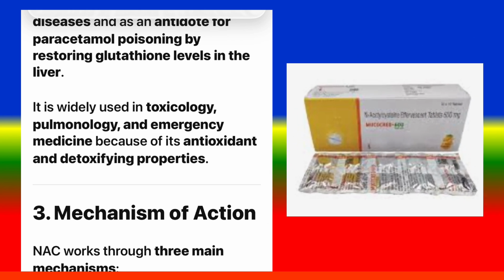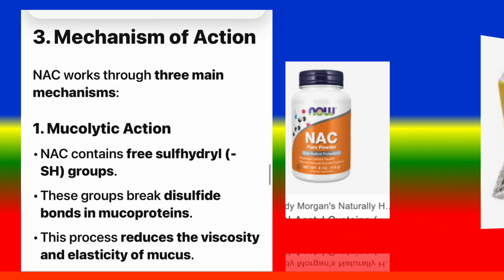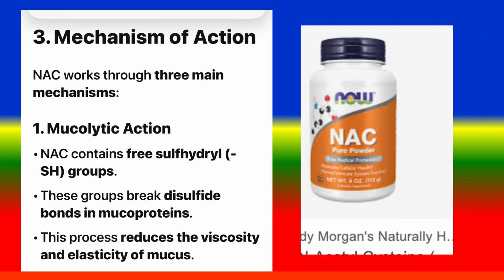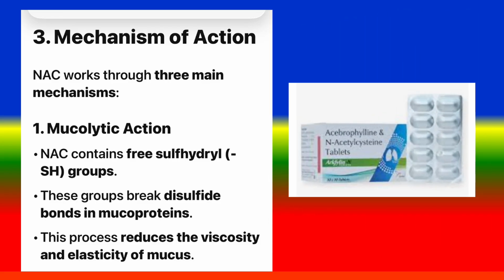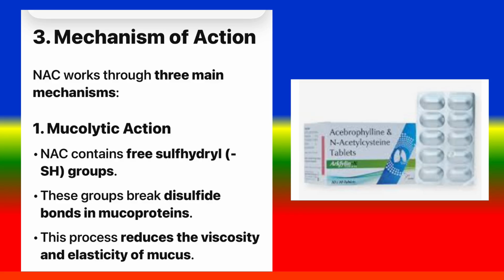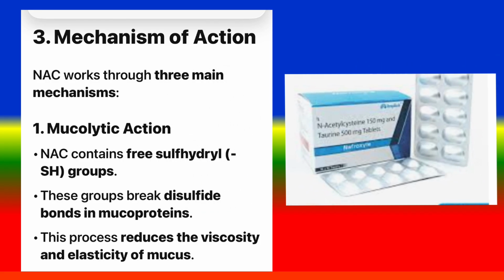Number 3. Mechanism of action. NAC works through 3 main mechanisms. 1. Mucolytic action. NAC contains free sulfhydryl (-SH) groups. These groups break disulfide bonds in mucoproteins. This process reduces the viscosity and elasticity of mucus. As a result, mucus becomes thin and easier to cough out.